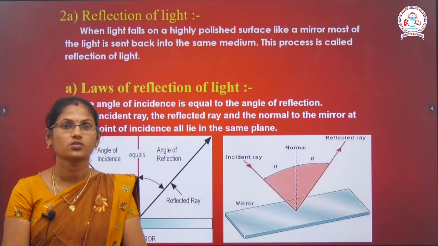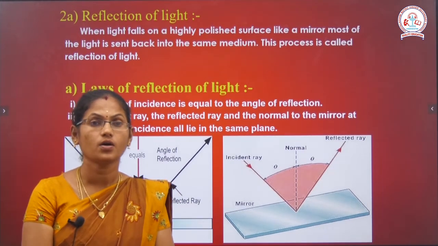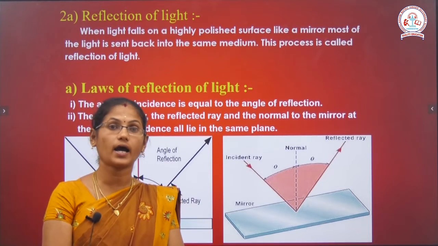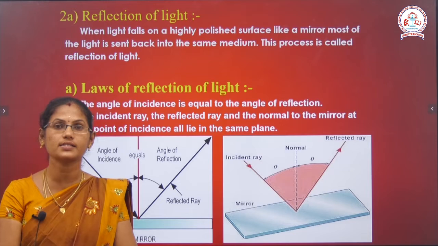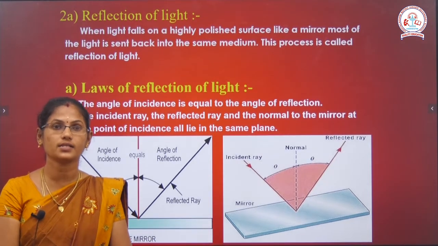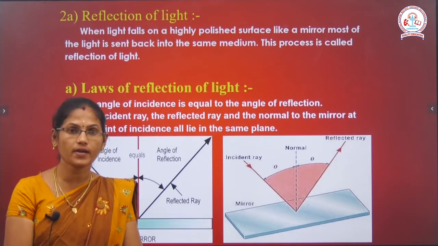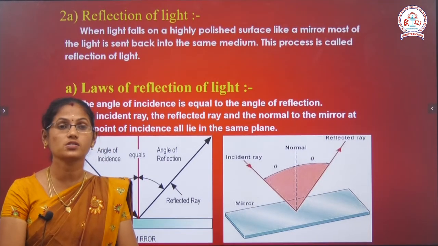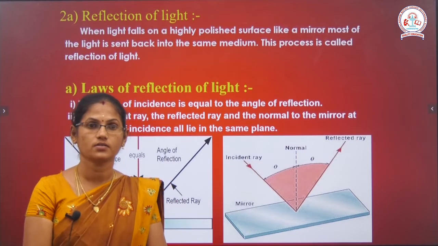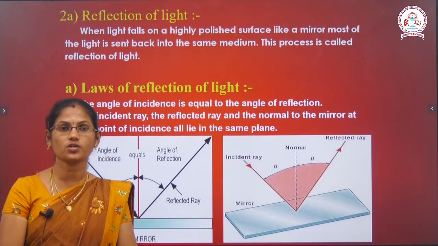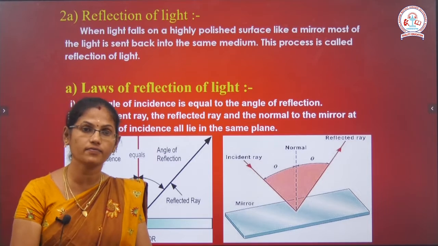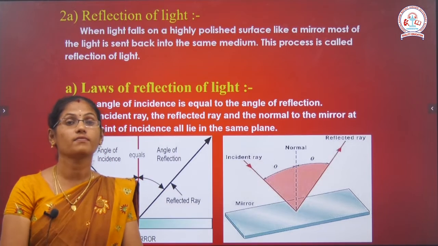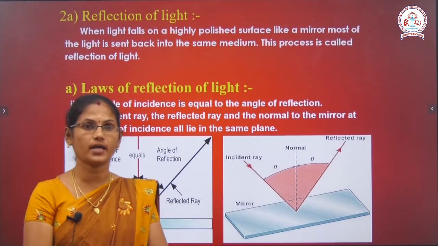Reflection of light. So what is reflection of light? When the light falls on any reflecting surface or highly polished surface such as a mirror, it will be reflected back, or sent back into the same medium. So this is called reflection of light. All of you understand? So what is reflection of light? When the light falls on any reflecting surface, it will be reflected back into the same medium, we call it reflection of light.